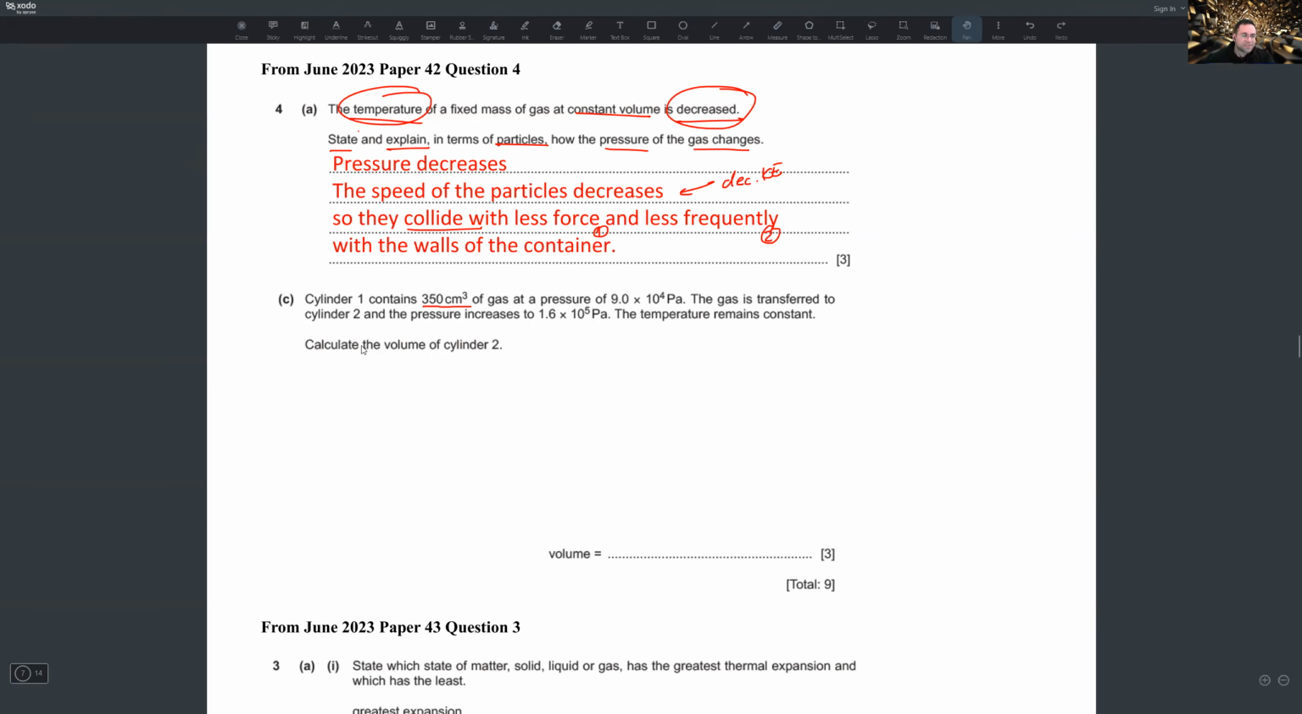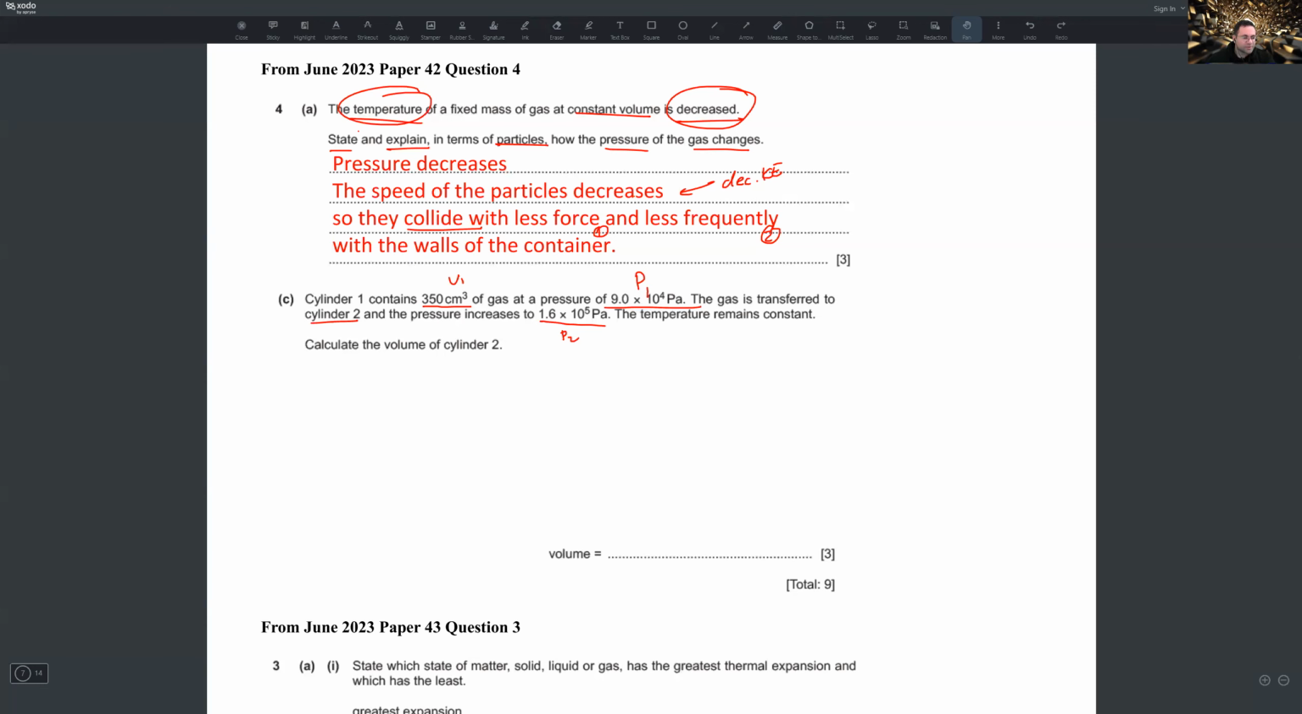Now let's go back to part C. Cylinder 1 contains 350 centimeter cubed of gas. That's volume 1, at a pressure of 9 times 10 to the power of 4 Pascal. That's pressure 1. The gas is transferred to cylinder 2, and the pressure increases to 1.6 times 10 to the power of 5 Pascal. That's pressure 2. Calculate the volume of the cylinder. Which cylinder? Cylinder 2.